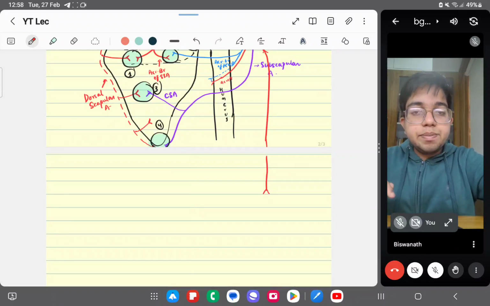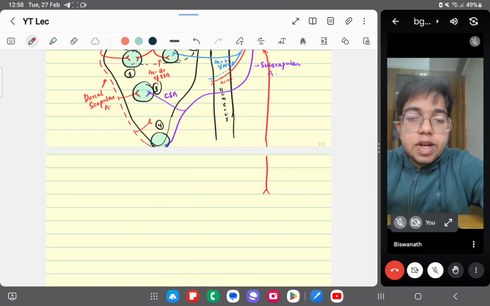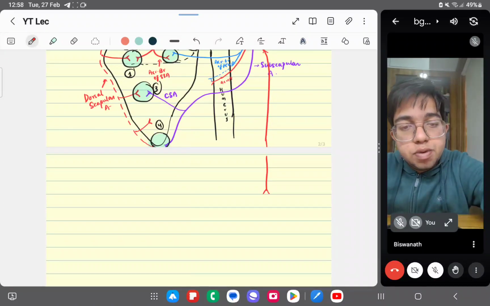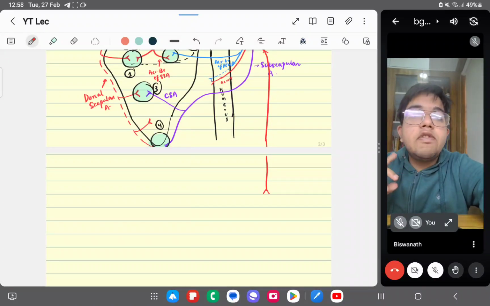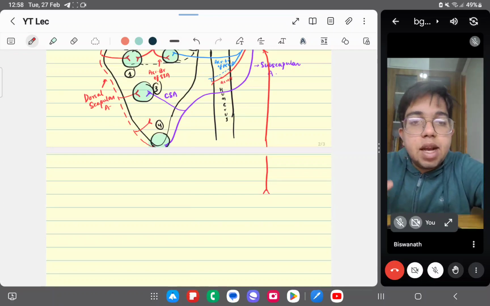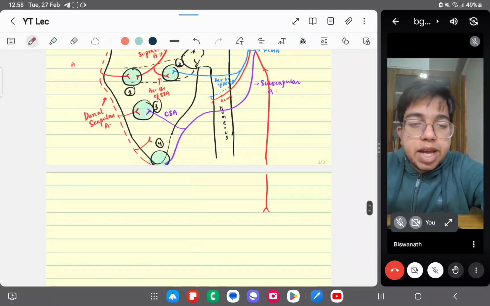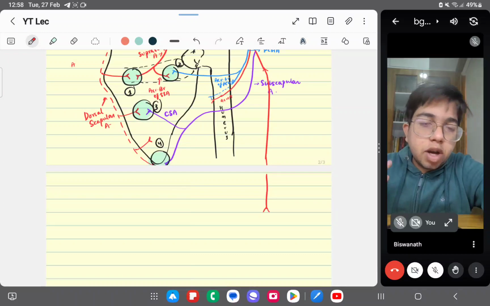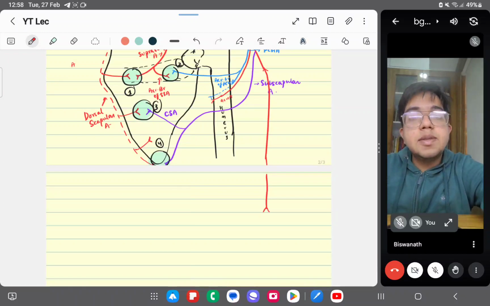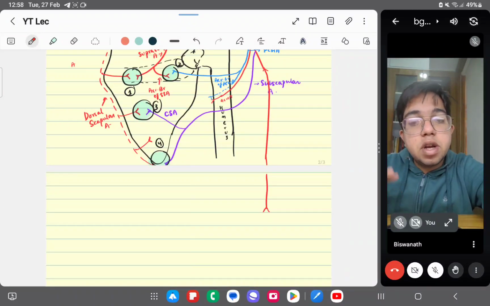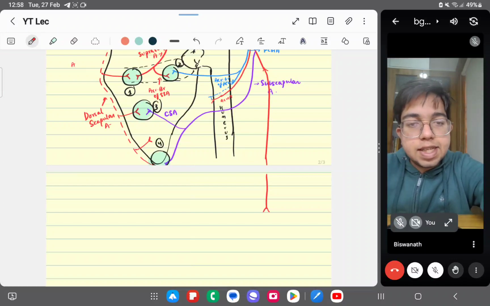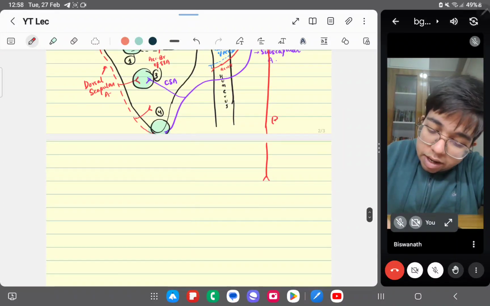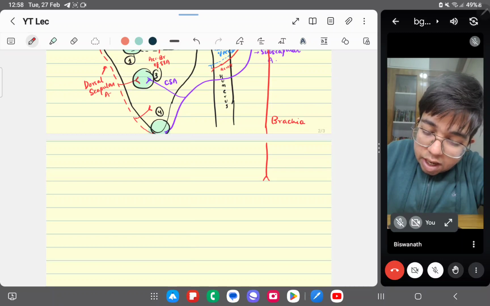So basically, this axillary artery, when it moves to the arm, will be called the brachial artery now. So I will be calling it the brachial artery. And this brachial artery will again divide into your ulnar artery and radial artery. We'll see.